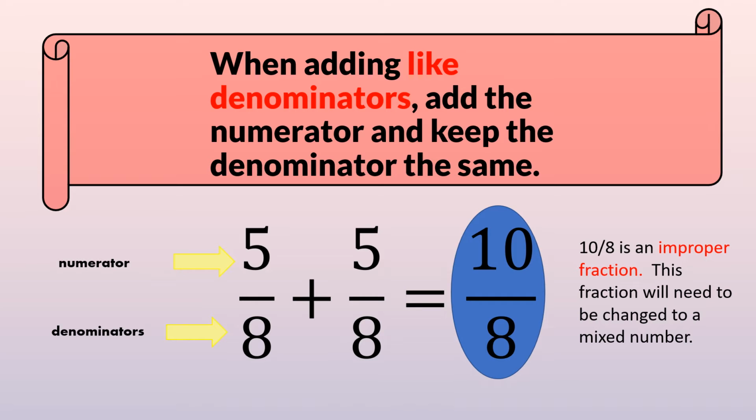But now, let's look at the blue circle. We have 10/8. 10/8 is an improper fraction. If you add a fraction together and you get an improper fraction, you need to change the improper fraction to a mixed number. An improper fraction is when your numerator is larger than your denominator.